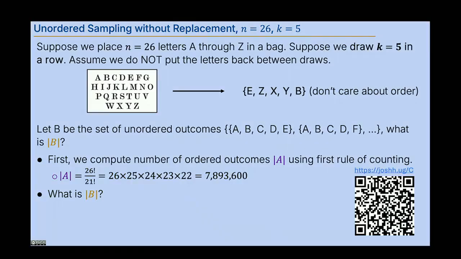Okay, next question for you, which is the natural question, drawing off of what the student asked earlier: then what's the size of B? What's the number of sets if we ignore the order?